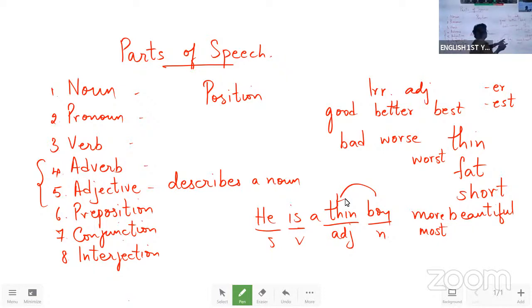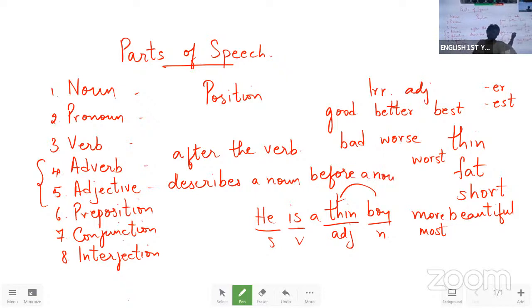So for adverb, the position is after the verb. And adjective is before a noun.